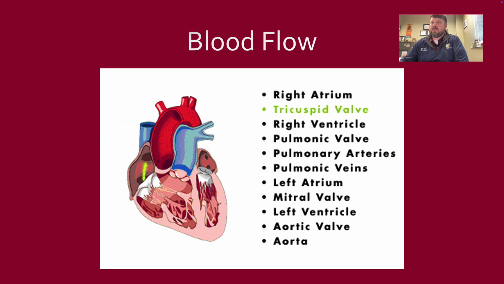So here's just a little video of what happens. You can follow a drop of blood. You've got right atrium, tricuspid valve, right ventricle, pulmonic valve, pulmonary arteries. Then you've got the left atrium, the mitral valve, the left ventricle, then the aorta.